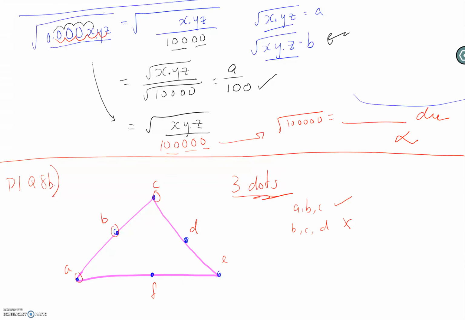3 only? Not true, right? You see, I can choose A, B, C, I can choose C, D, E. Can I choose D, E, F? Can. 3 points. Can I choose B, D, F? I can. But are they collinear? No. So my question to you is, what is the total number of combinations?